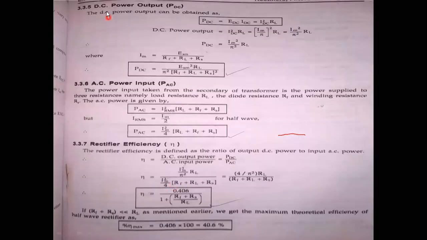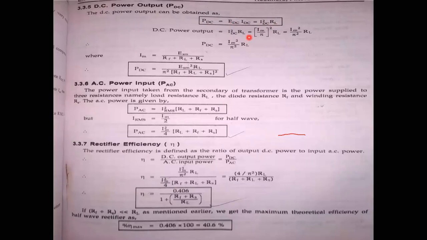Now output power. Since output is DC component, to find output power, you have to multiply output voltage, which is DC component, and output current, which is DC component. So PDC equal to EDC into IDC or I square DC into RL. Mostly I will follow this formula, I square DC into RL, right? So I square DC into RL.